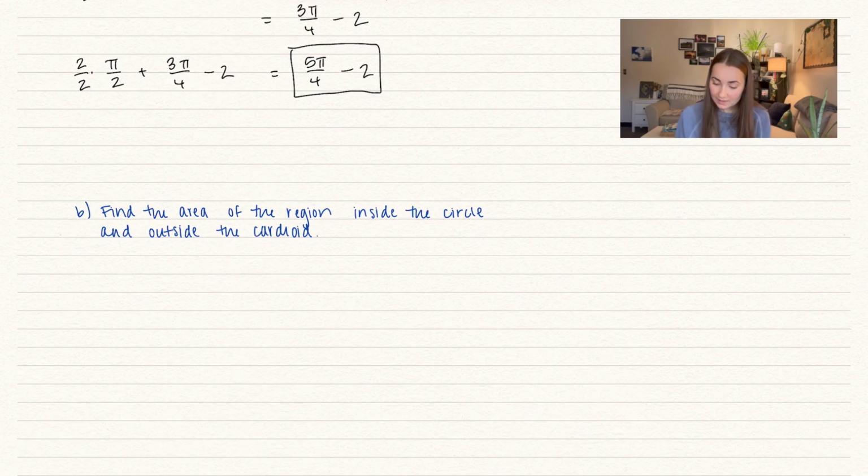For part B, we want to find the area of the region inside the circle but outside of the cardioid. So let's go ahead and get our drawing.